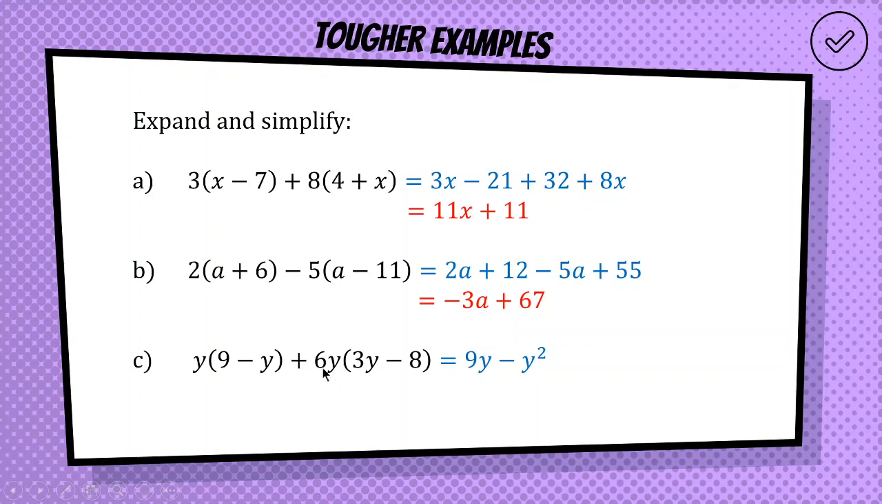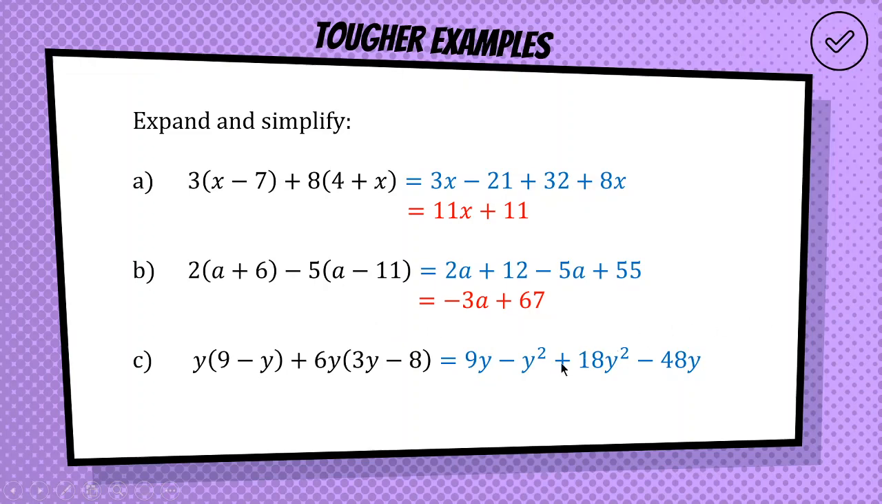Now for the second one, we have positive 6y multiplying with 3y. 6 times 3 is 18. Y times y is y squared. And now we have 6y multiplying with negative 8 to make negative 48y. Okay, positive 18y squared and then negative 48y. And now to finish off, we just simplify again.